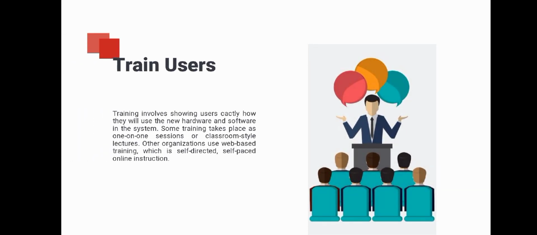Train users. Training involves showing users exactly how they will use the new hardware and software in the new system. Some training takes place as one-on-one sessions or classroom-style lectures. Other organizations use web-based training, which is self-directed, self-paced online instruction.